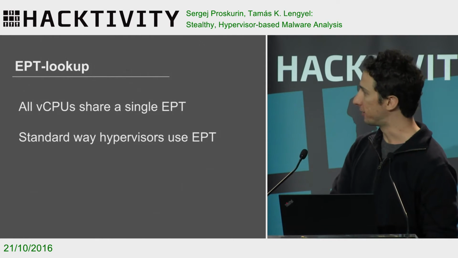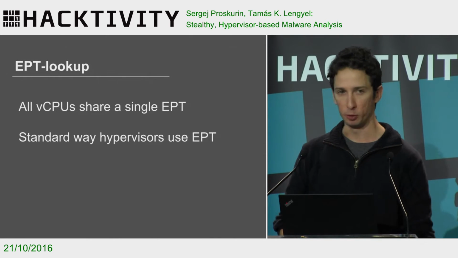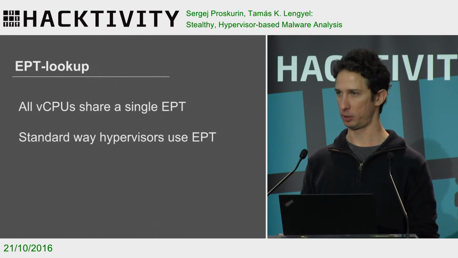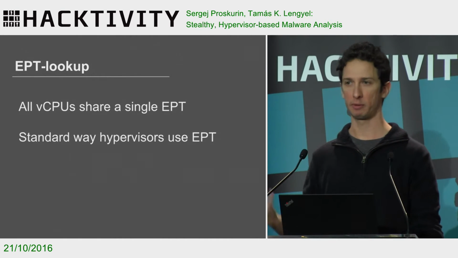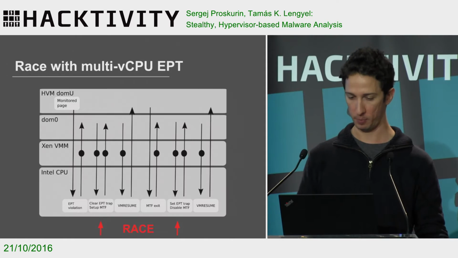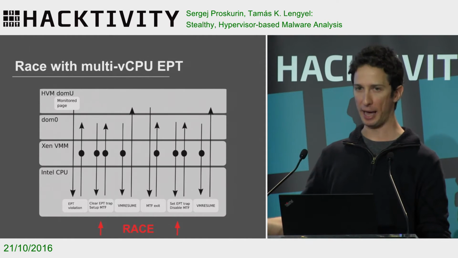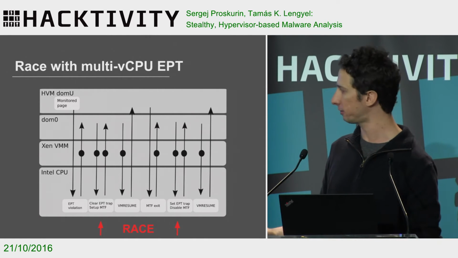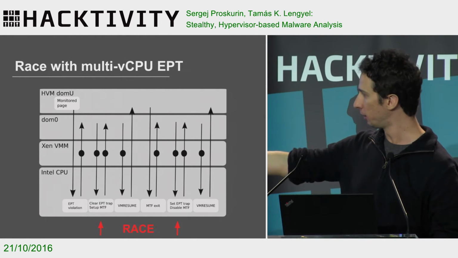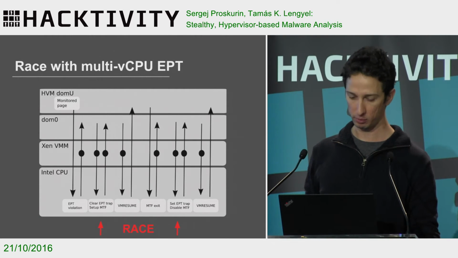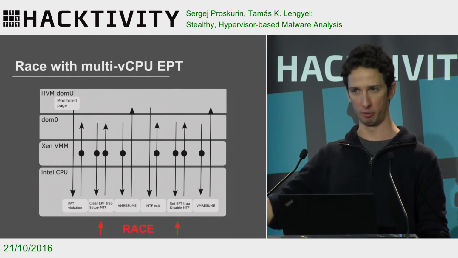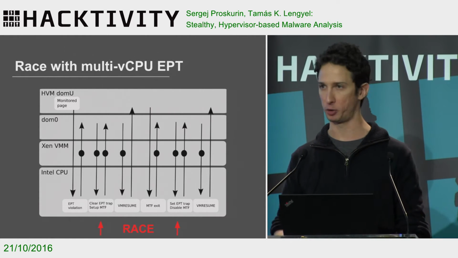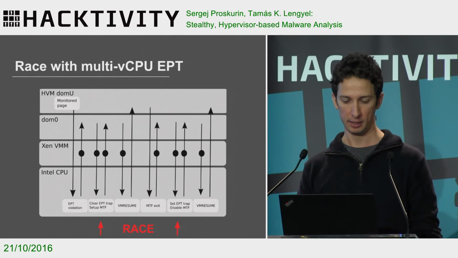The problem is that all vCPUs by default on all hypervisors share a single EPT. So even if you have multiple vCPUs, they will share this structure. When you have to relax the permissions on this structure and you have other vCPUs still active, you have a race condition between clearing the EPT and then adding it back. In that time frame, another vCPU that is running could fetch that memory location and you would not be able to detect it. So that's a problem.